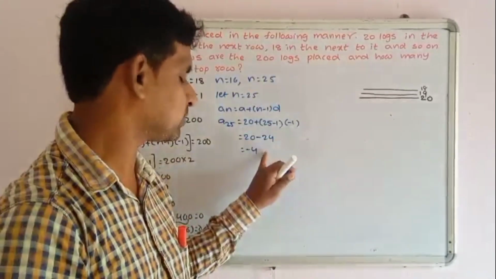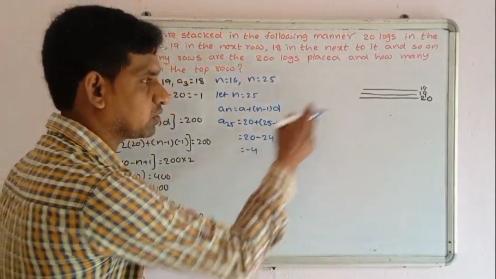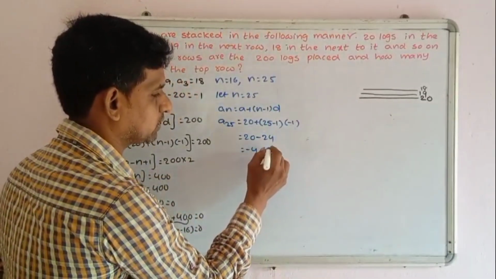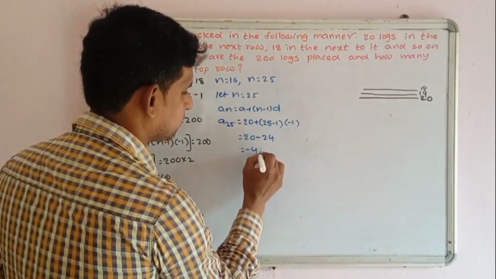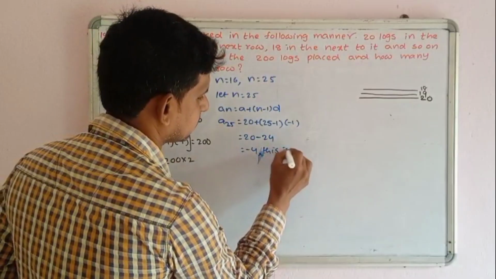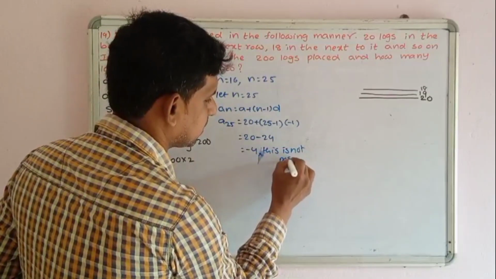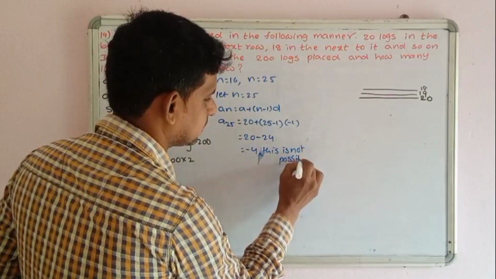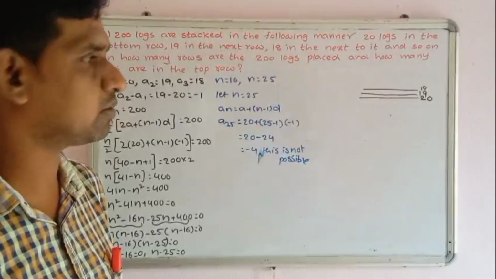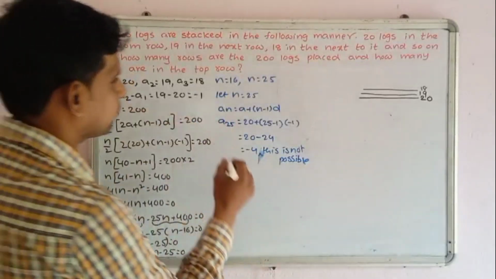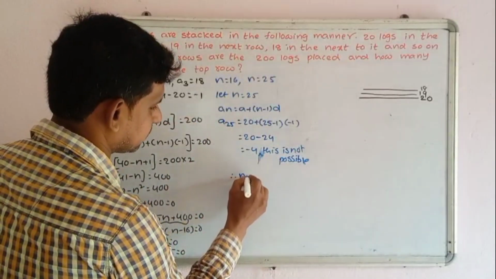Minus logs, minus 4 logs, is not possible. This is not possible because minus 4 logs cannot exist. So therefore n equals 16.